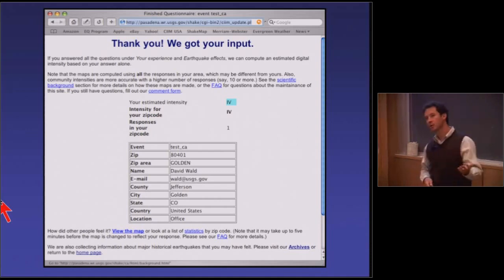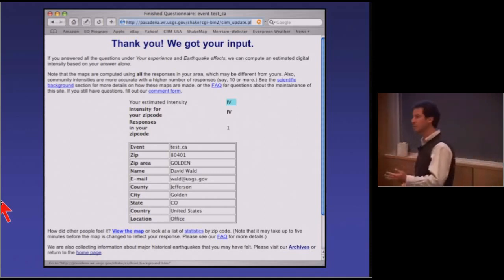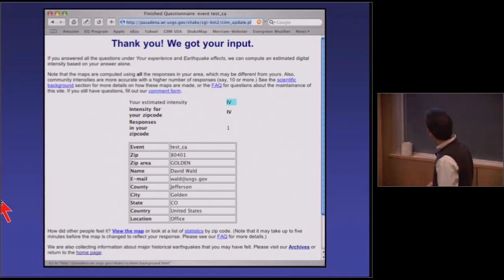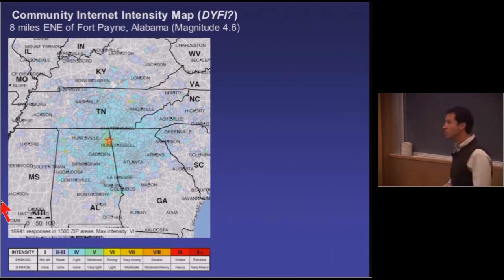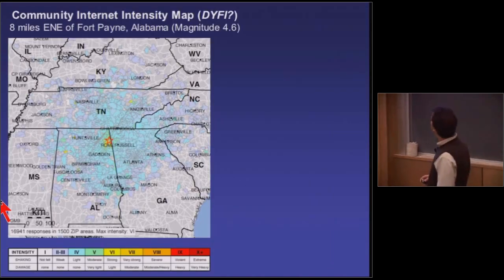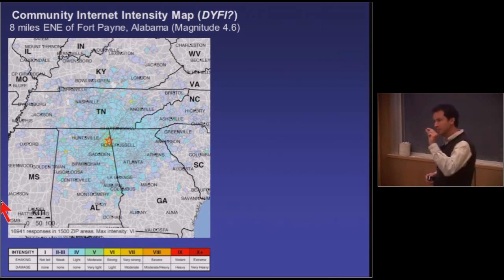Then, anytime there's an earthquake anywhere in the country, we get people coming in, and we can produce maps very quickly now of the shaking intensity. Now, this is an earthquake, not a large one, but one that was widely felt. It was in Fort Payne, Alabama, magnitude 4.6. And this particular map shows little zip code areas that are filled in with slightly different colors, keyed into the intensity scale at the bottom.